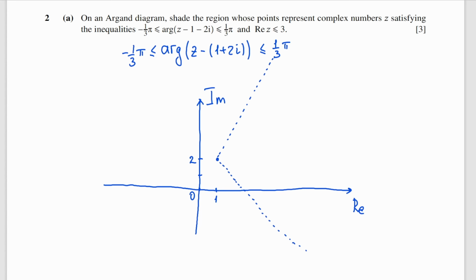Now, we also know that the real part should be less than or equal to 3. Oh, actually, I should have drawn the solid lines because of the inequality sign. Okay, so 3 on the real axis is approximately here. And now that's our region.